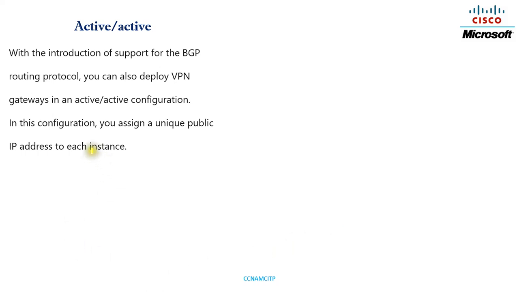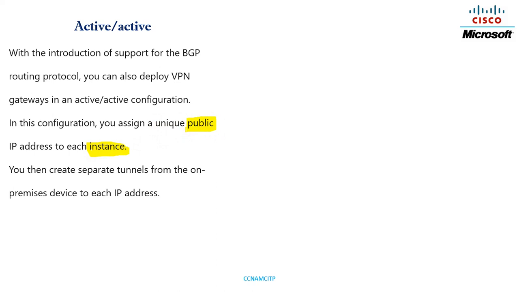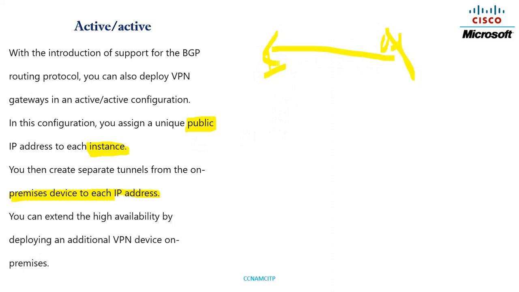So we need to create instances here, and for this we need to assign a unique public IP address to each instance. Apart from this, you then create a separate tunnel from the on-premises device to each IP address. First we need the IP address, then the on-premises devices. So we need to create a separate tunnel. How it is, we'll see.